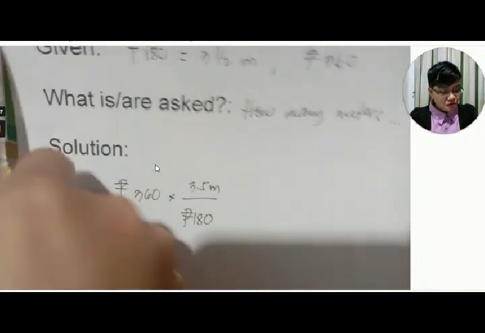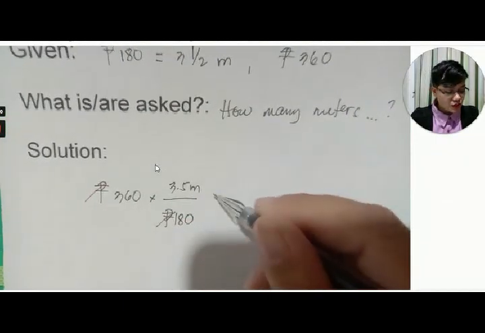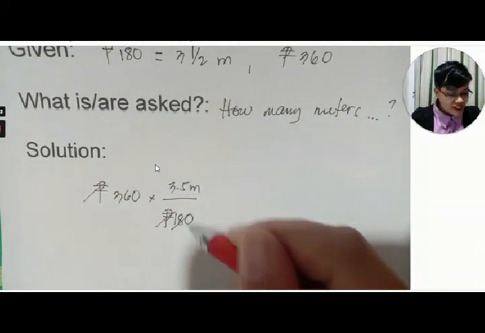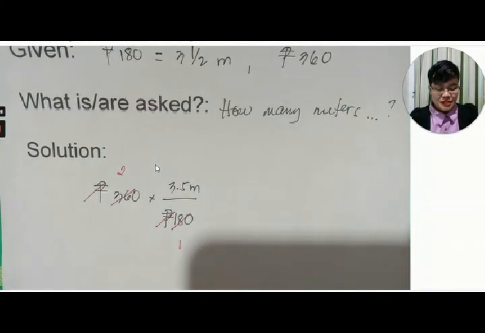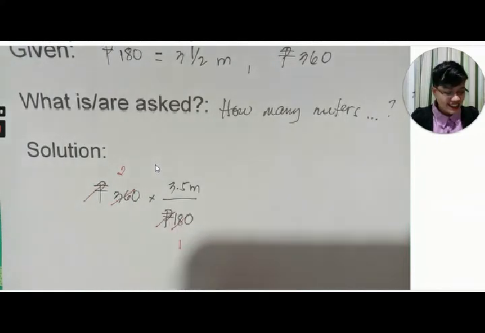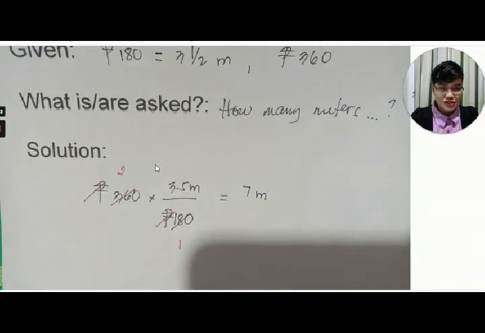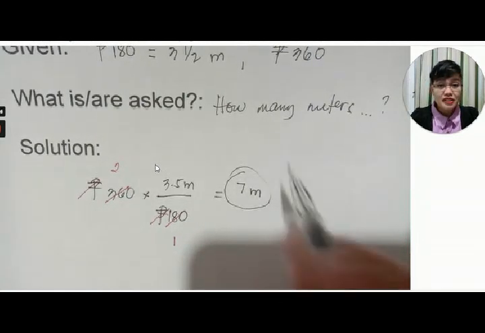Okay, then we can cancel, of course, the unit for the peso or the currency. And then we can proceed with the cancellation as well. Because, take note, 180 divided by 180 is 1. And 360 divided by 180 is actually 2. Because it would be easier for us to multiply simplified or smaller numbers. Okay, again, 180 divided by 180 is 1. 360 divided by 180 is 2. So, we can now have 2 times 3.5 meters, and that will give us 7 meters over 1, or we just don't have to write 1 as its denominator. So we now have 7 meters.